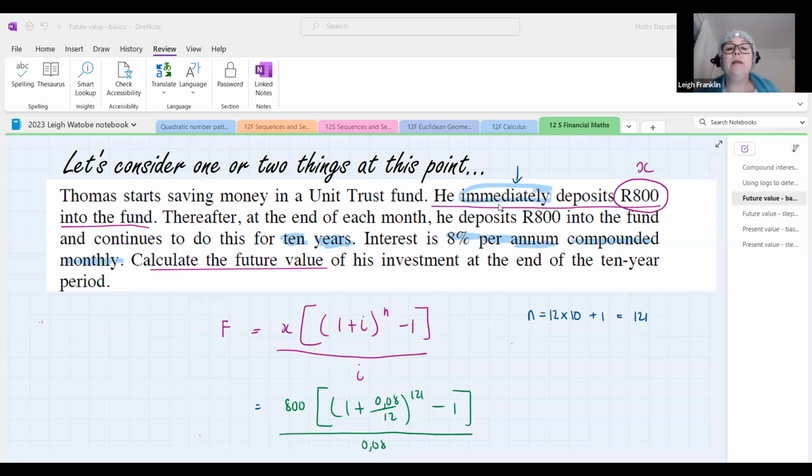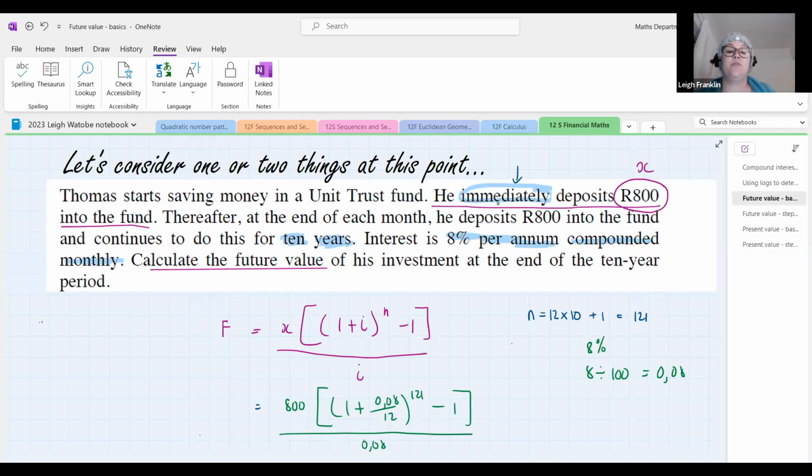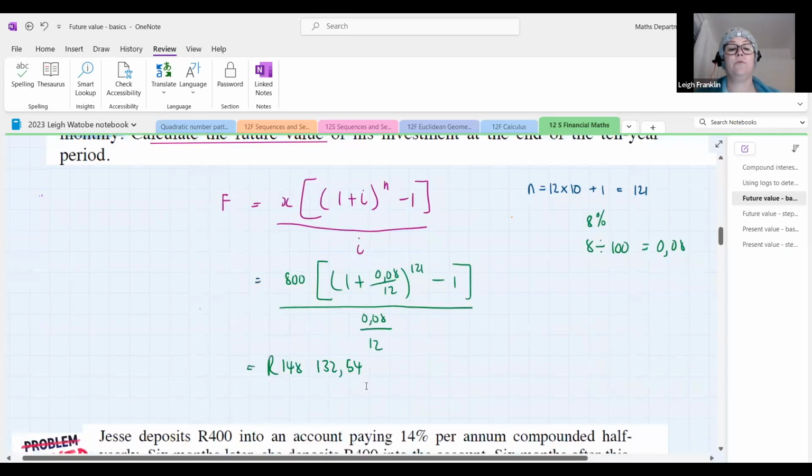Okay, so Mbali, be careful. When you say 8%, you mean 8 divided by 100. 8 divided by 100 is 0,08. 8 divided by 10 is 0,8. Okay, so just be careful.